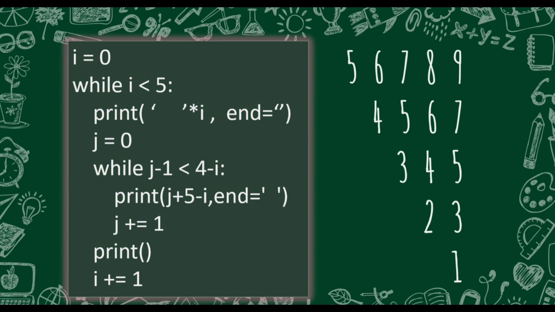In this video tutorial, we will see how to print left angle number triangle pattern. So let's move to Visual Studio Code and execute this pattern.